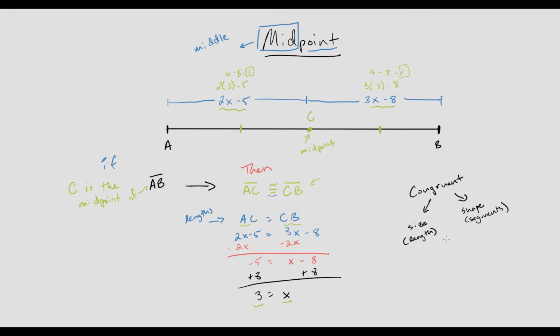So that's a brief introduction on midpoint. Key takeaways: the midpoint is in the middle of a segment, a line segment. And if it is to be in the middle, that means that the two segments it creates must be congruent to each other, meaning that their lengths are equal.